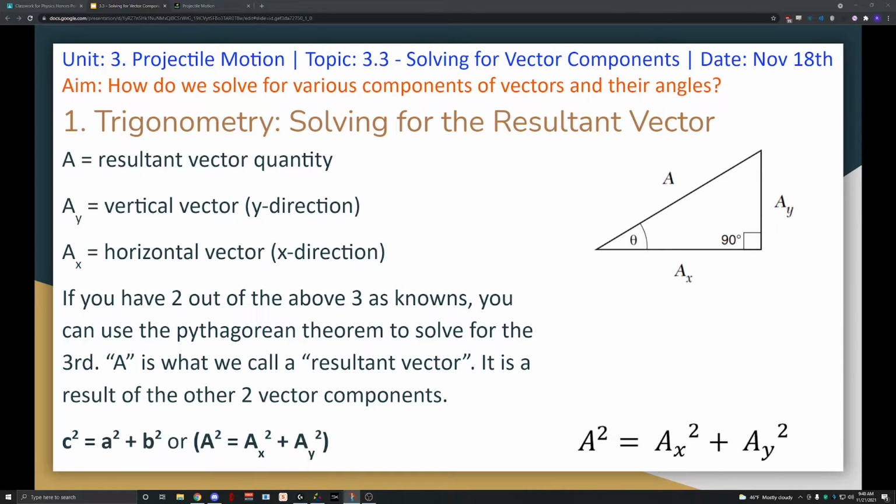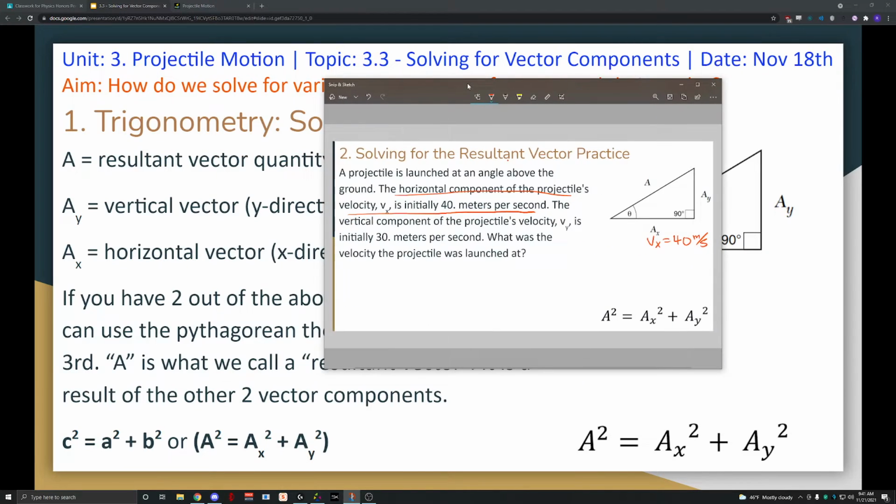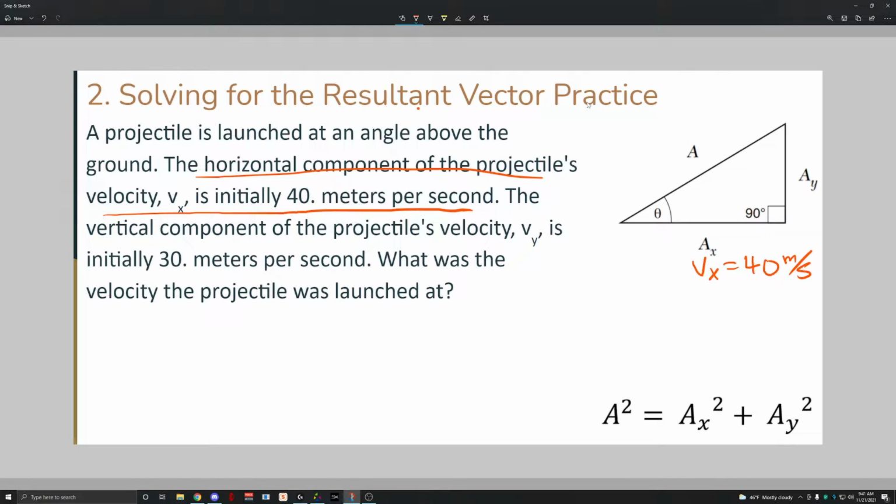A can be a velocity. A can be acceleration. A is any vector possible. It doesn't have to be just velocity. So when I say Vx is 40 meters per second, that's Ax, because A can be velocity. And you're also saying your vertical velocity is initially 30 meters per second. So Vy is 30 meters per second.